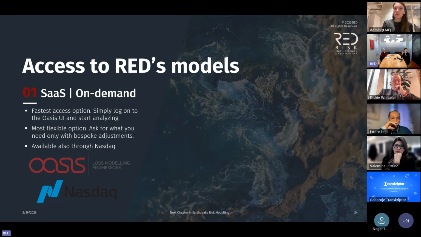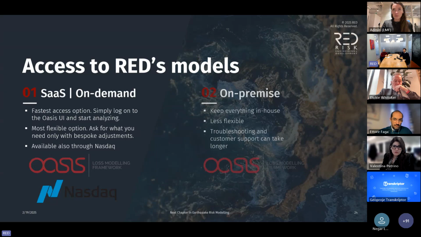If you're interested in just Italian portfolios, you license Italy. And with this version of deployment, we are also able to adjust the model to fit your certain uses, right? So this is making a second view of risk available for those out there who are interested in bespoke adjustments.